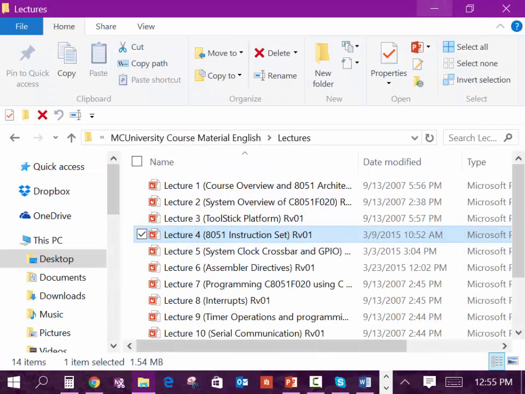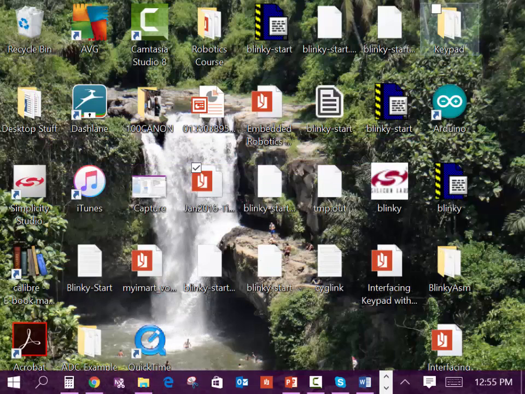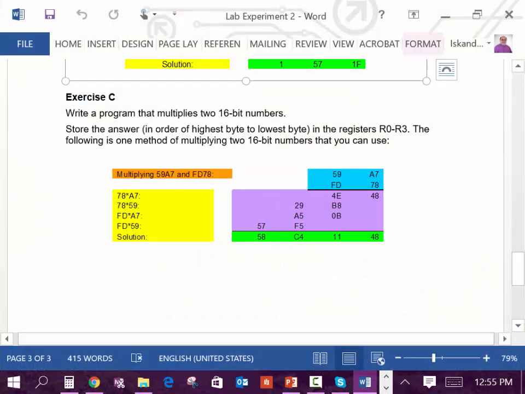Now, as we look at right here, again, they're doing the same thing. They're taking 78 times A7, that's this 4E48 right there. Then they're taking 78 times 59, that's this answer right here. Then we're taking our FD times A7, that's this answer right here. And then we're taking these 2, and that's this answer right here. So we're doing the same thing I just did.